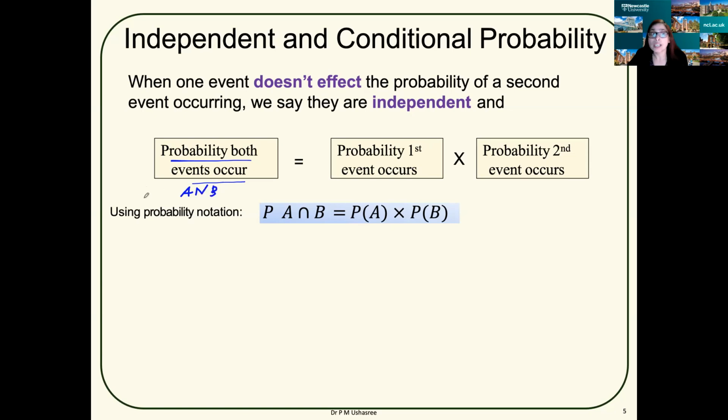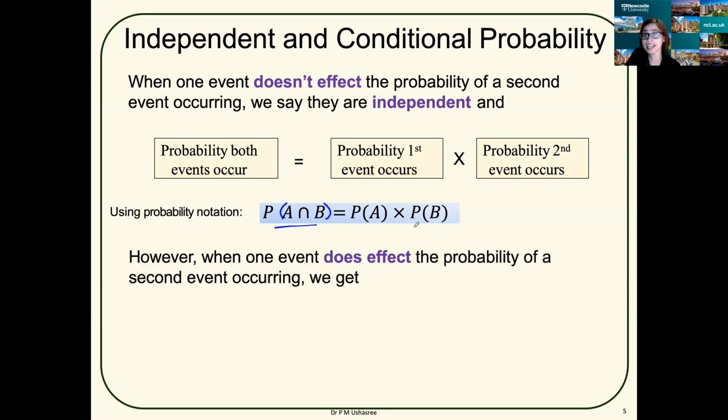Probability of A and B occurring is probability of A times probability of B.